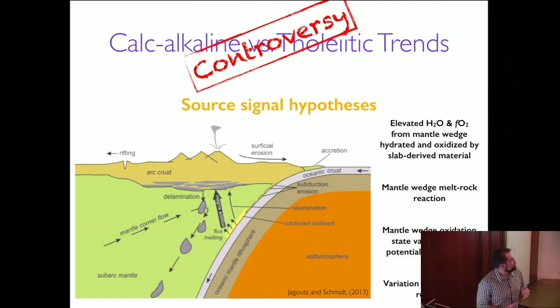So these are some of the lines of evidence for the source signal hypotheses. What makes some scientists suggest that this iron depletion or the calc-alkaline trend is due to the source being involved? The first is that these magmas have elevated water contents, they have higher oxygen fugacities, and that may be derived from hydrated and oxidized slab material. You could also derive that trend from mantle wedge melt-rock reaction, from mantle wedge oxidation state variation with changes in potential temperature in the mantle wedge, or just variations in the melting regime.